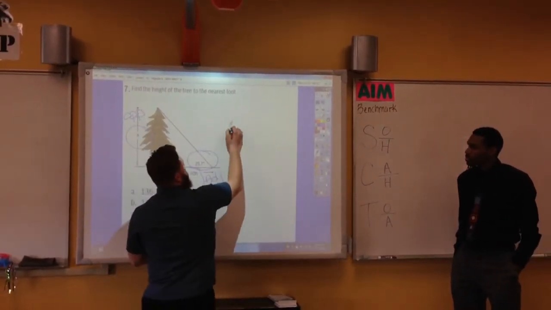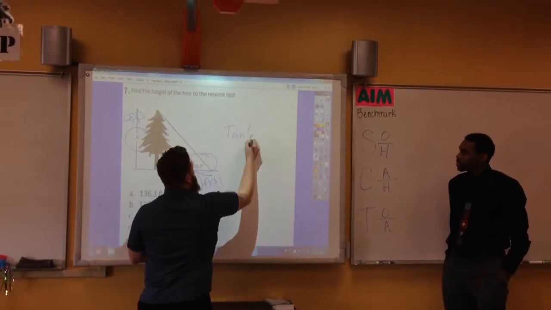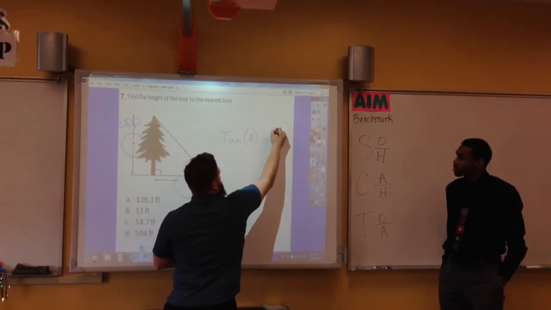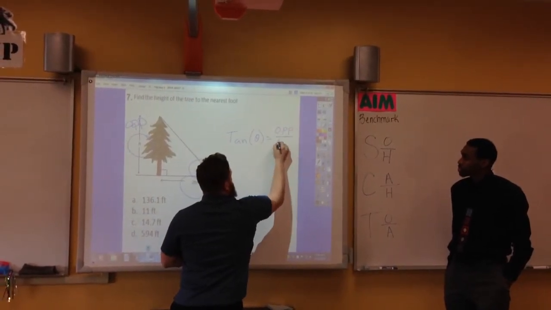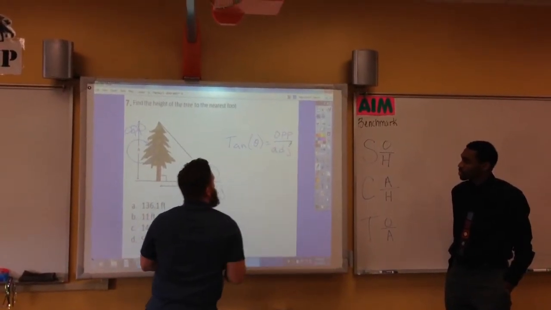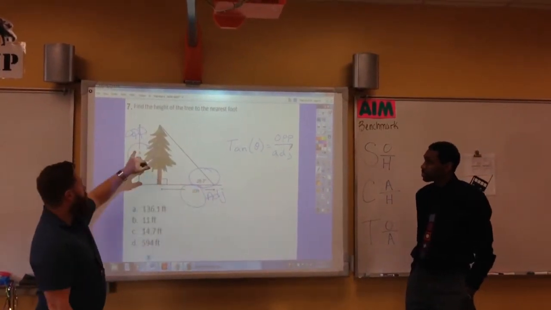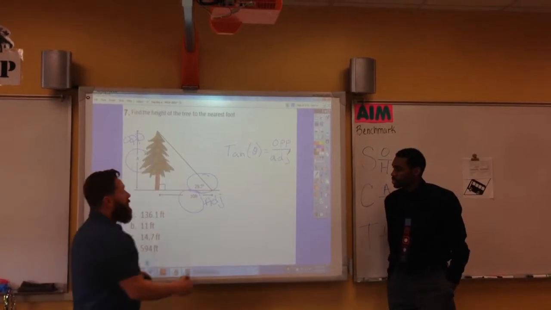So I'm just going to write down my equation. Tangent of my angle, I'm going to call it theta, equals opposite over adjacent. I've got 3 parts there, and I have 1, 2, 3 parts here. So I'm just going to plug in what I have.